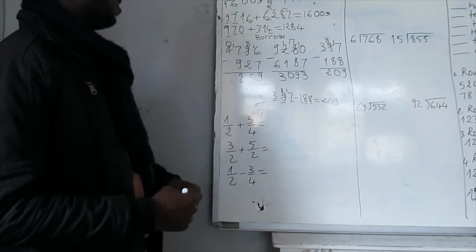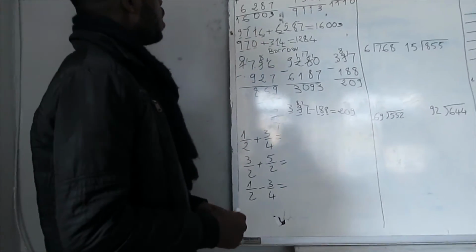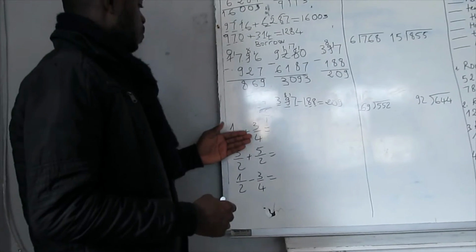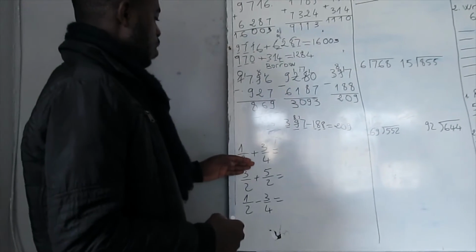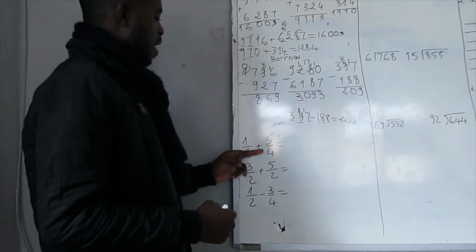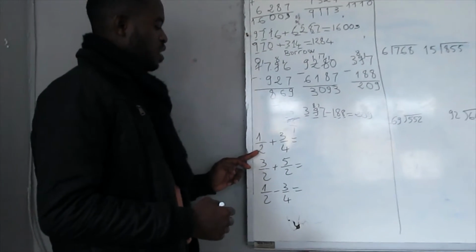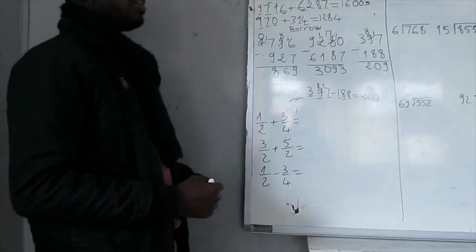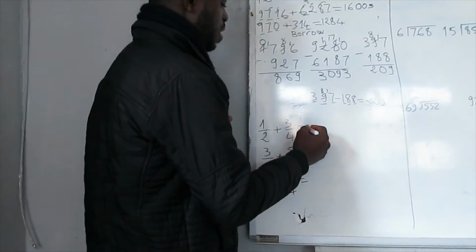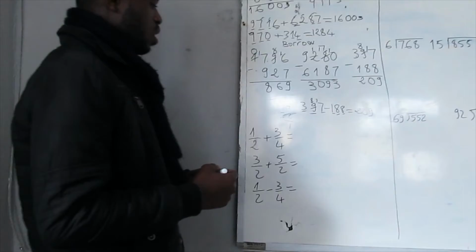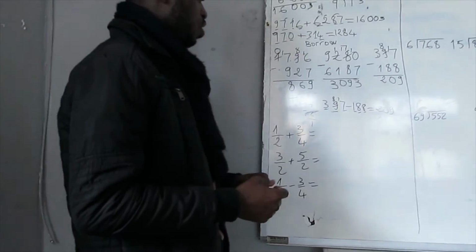Here we learn how to add and subtract fractions. So now here we have this fraction, a half plus 3 over 4. So our denominators are different. When we have different denominators, we must make the denominator common. Then we can use the common fraction law.